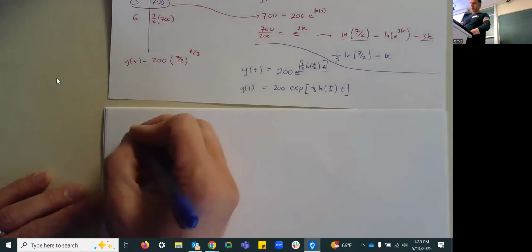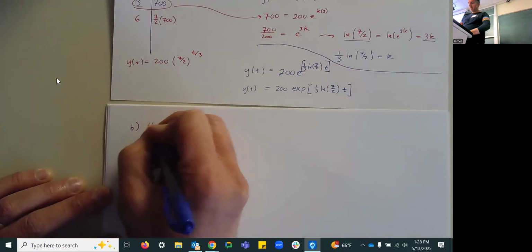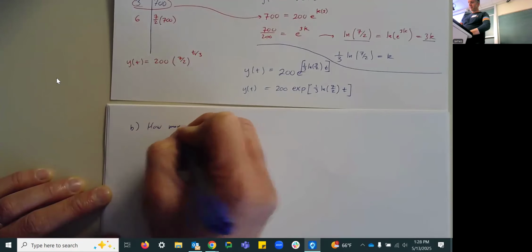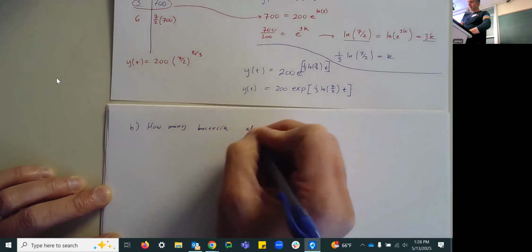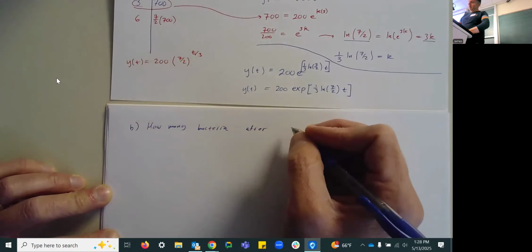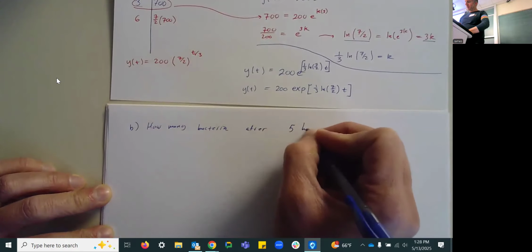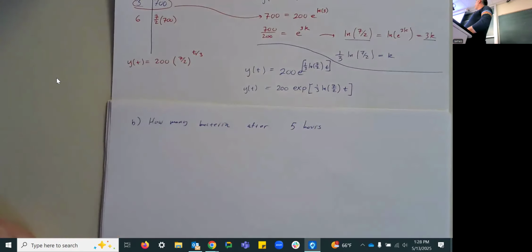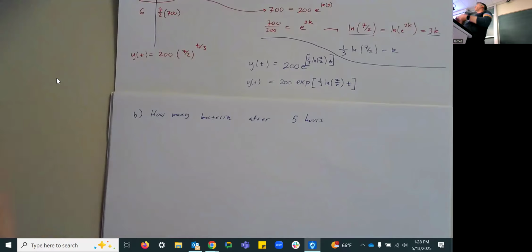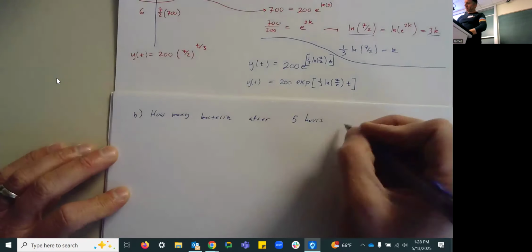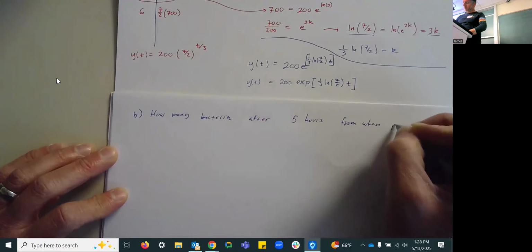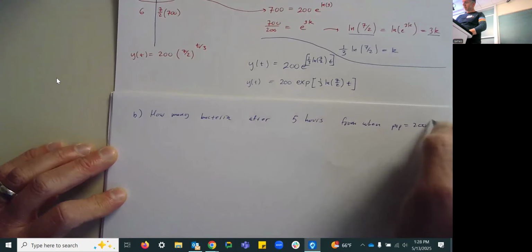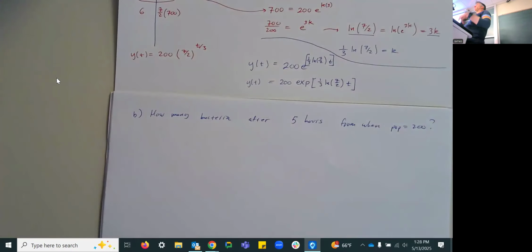So, for example, we could ask how many bacteria after, I don't know, 5 hours. I should be clear here. It's almost always from the beginning. So after 5 hours from when the population was 200. So that's the easier version. That's just you're plugging in t equals 5 and that's your answer.